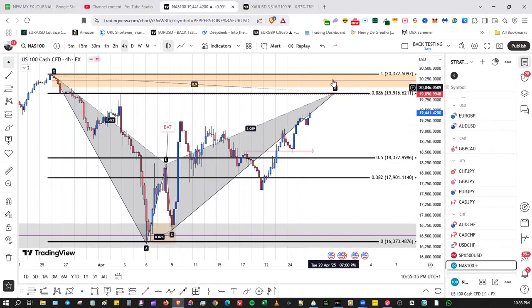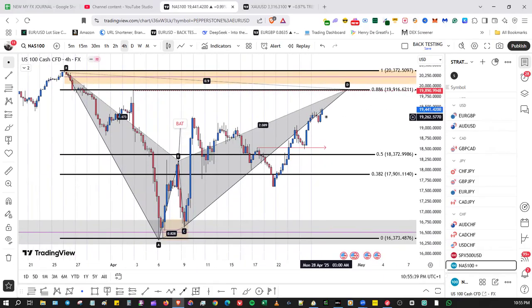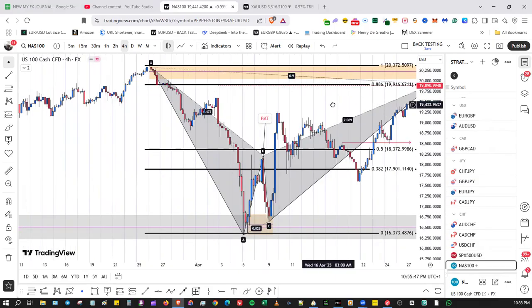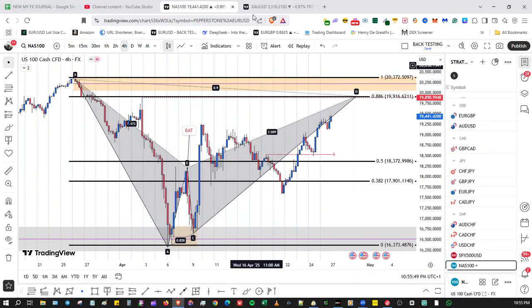If there's no displacement or reaction at this level, then the sell is not valid. So if price gets to this level, completes this pattern at 0.886, look out for displacement and look out for entry with an order block or fair value gap. That is a good one. Okay. So that will bring us to the end of this section.